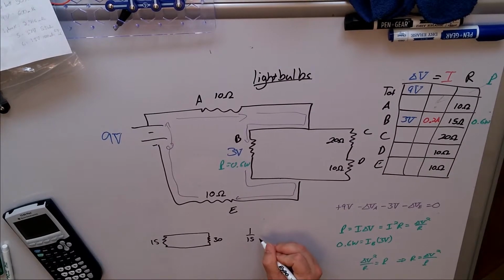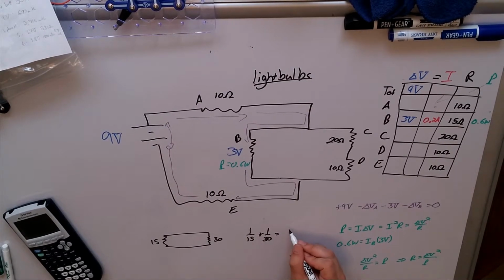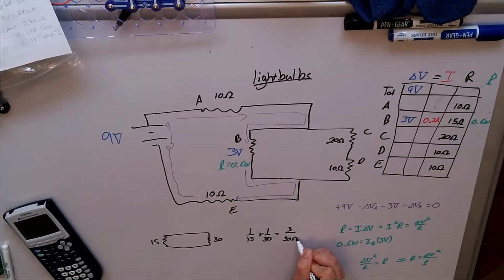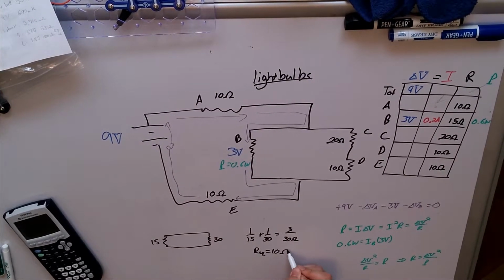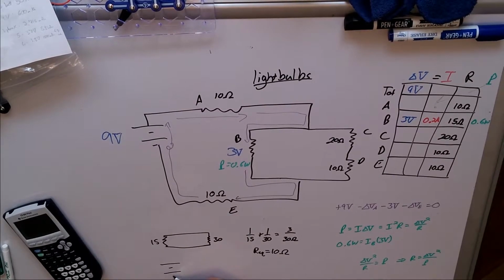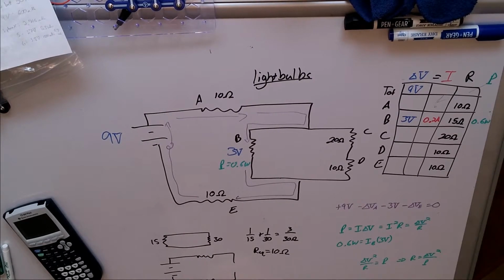But I would have 1 over 15 ohm plus 1 over 30 ohm equals 1 over my equivalent resistance. That'd be the same as 2 over 30 plus 1 over 30, which is 3 over 30 ohms, which means my equivalent resistance for those two is equal to 10 ohms. If I were to redraw this out, I like to do that every so often, especially when I start to have trouble remembering all of it. We know that this is 10 ohms, this is 10 ohms, and now we have an equivalent resistance for this entire section that is equal to 10 ohms.